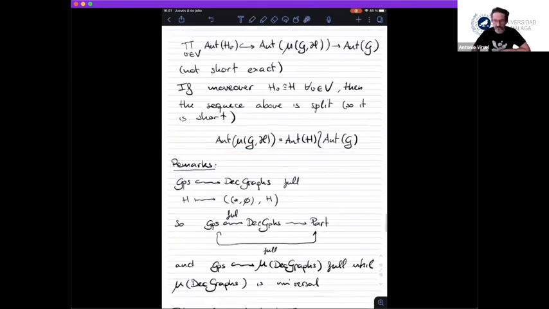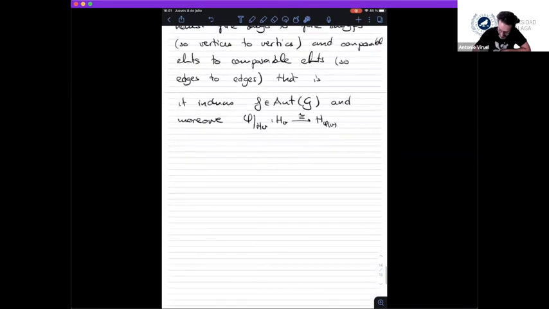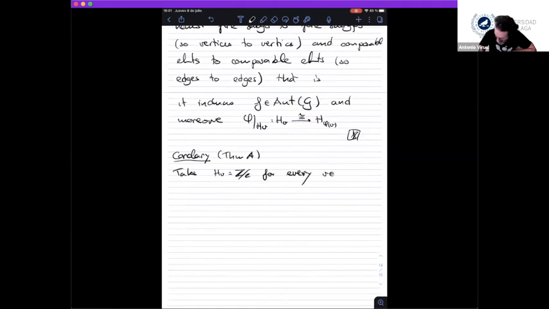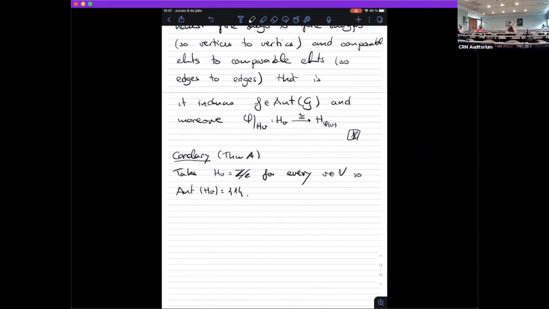And just to finish in one minute, a corollary: take H_V to be Sigma_2 for every V in V, so Out of H_V equals 1. We get the thing. So that's all. Thank you.